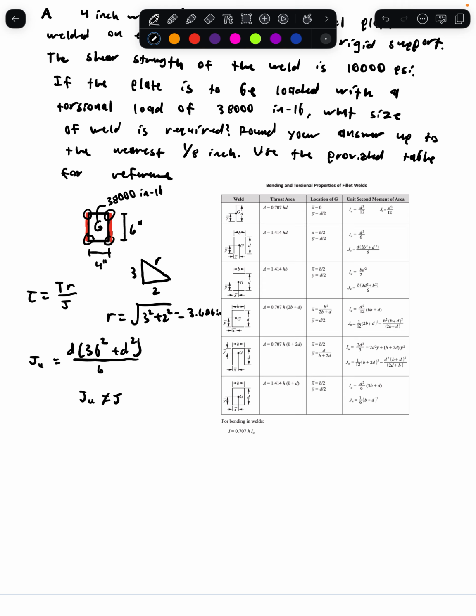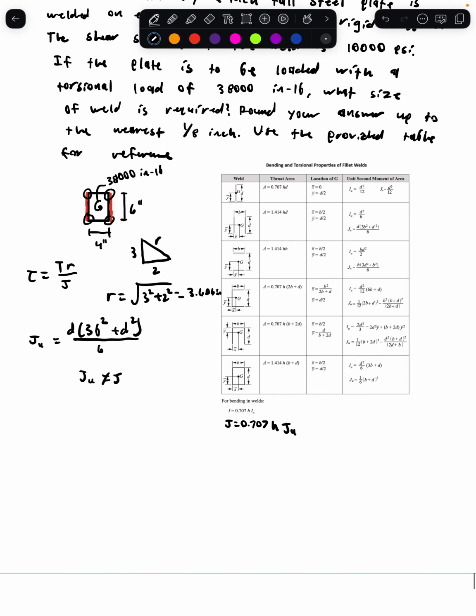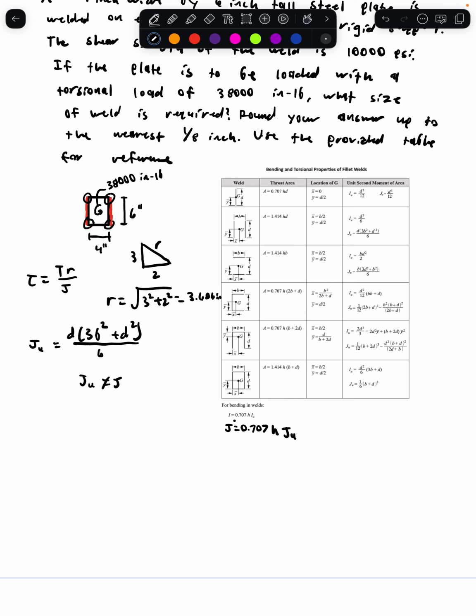Down here at the bottom, we have this, which is for just the regular area moment of inertia. They say it is equal to 0.707 times h, which is the thickness of the weld, times the unit moment of area. And it's the same idea for J. So J is 0.707 times h times J sub U. I really wish they had this formula down here, but unfortunately they don't, so that's just one you're going to have to know, or at least know it's the same type of equation as that.